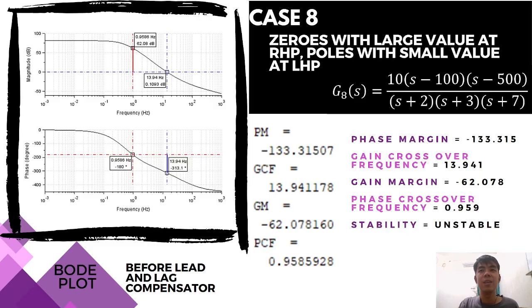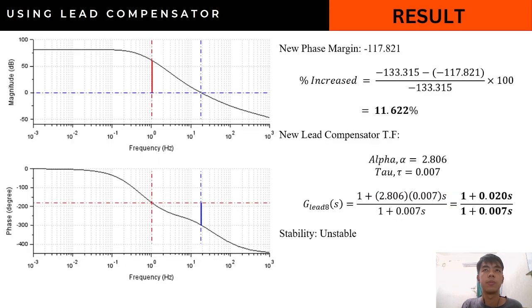For case 8, the condition is a 0 with a large value at the right half plane and a pole with a small value at the left half plane. This system's plot shows that the phase margin is negative 133.315, the GCF is 13.941, the gain margin is negative 62.078, the PCF is 0.959, and this system is called an unstable system.